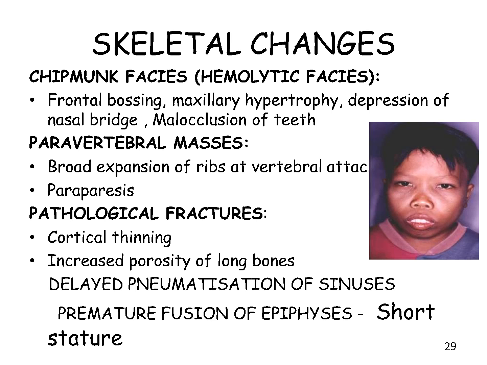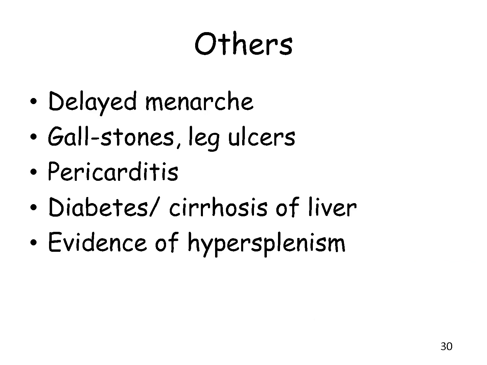There will be paraparesis. The pathological fractures may be due to the cortical thinning, increased porosity of long bones. There will be delayed pneumatization of sinuses. The short stature will take place due to the premature fusion of epiphysis. Other features will be delayed menarche, gallstones, leg ulcers, pericarditis, diabetes, cirrhosis of liver, and evidence of hypersplenism.